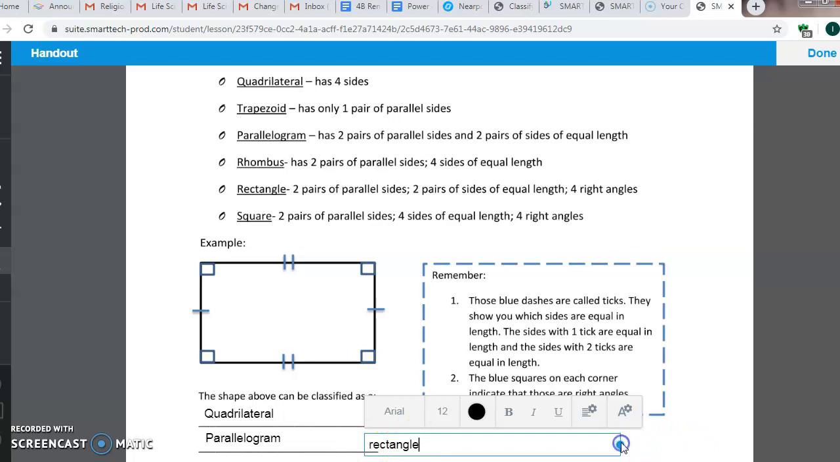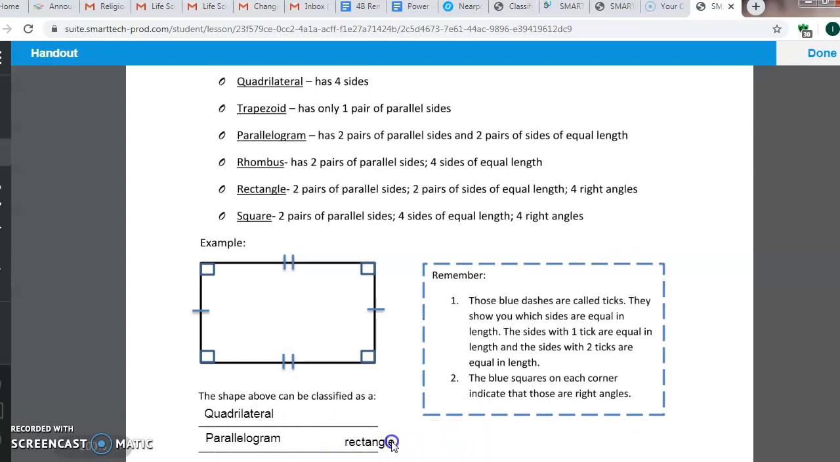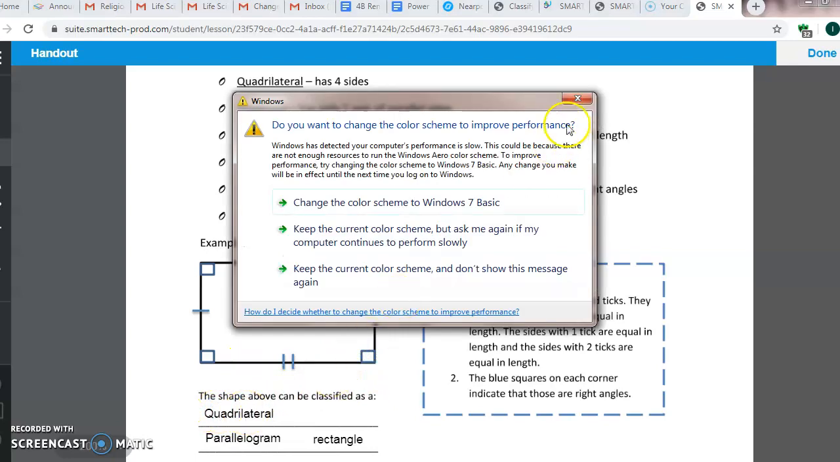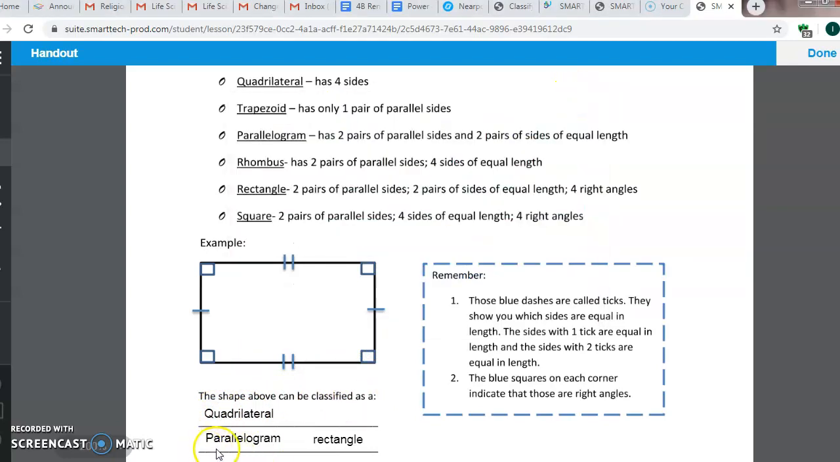Okay. And last but not least, is this shape a square? Well, a square has two pairs of parallel sides, which we know we have, and four sides of equal length. Ooh, we do not have that. So this shape is not a square. Therefore, this shape is a quadrilateral, a parallelogram, and a rectangle. Those are all the possible names we can give to this shape.